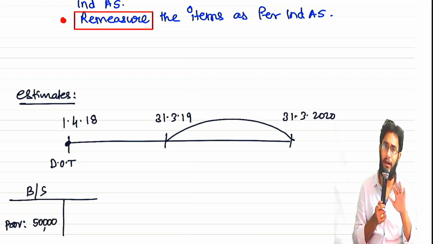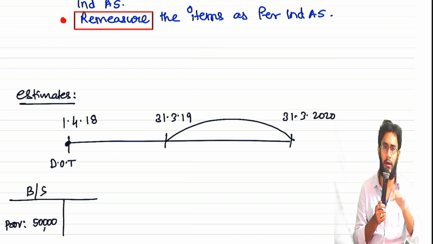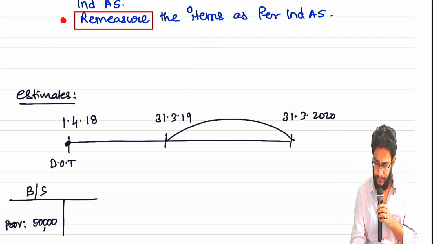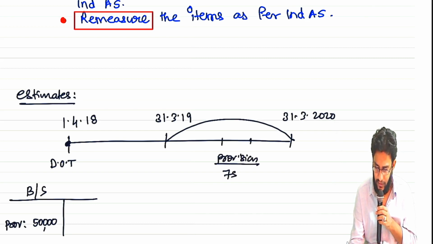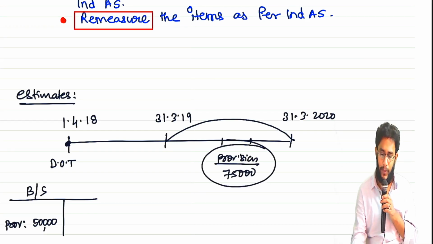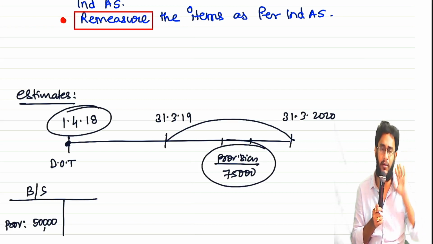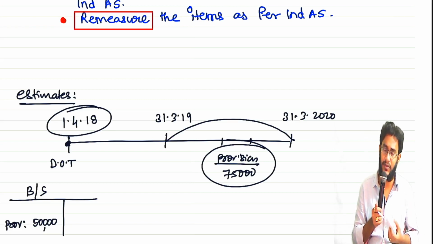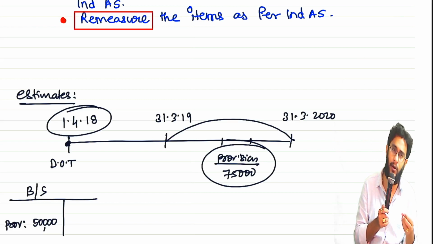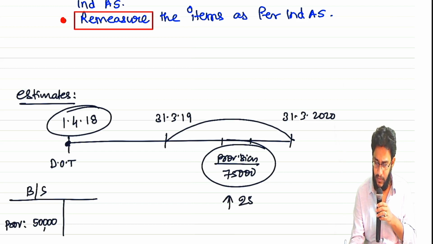We all know provision is by default an estimate, and subsequently based on subsequent facts, provision amounts may be increased or decreased also. So, what happened is, subsequently, somewhere over here, the provision amount has been revised to 75,000. So based on 1/4/18 information, 50,000 provision was correct, which we made when we were preparing under AS. Now in 19-20, based on more facts and circumstances, we feel that 50,000 provision is inadequate. We have to create 75,000 provision. So we will increase the provision. Definitely, provision has to be increased by 25,000.